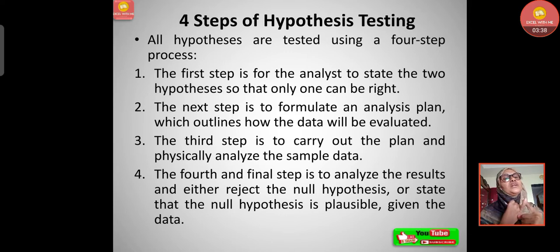So these are the 4 steps. What is the first step? The researcher or analyst states 2 hypotheses, so that one can be right. Then the next step, we will analyze the plan which outlines how to treat the data, how to calculate the data. That is very important. Statistical methods we will use in that. The third one is to carry out the plan. Physically we will carry out the things with the sample data, whatever sample data to be converted or what statistics to be used, everything is done here. And the final step, we will analyze the result with the hypothesis, whether it is right or we can accept or reject.